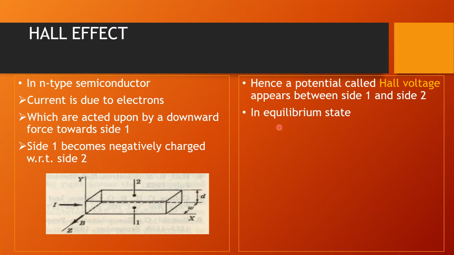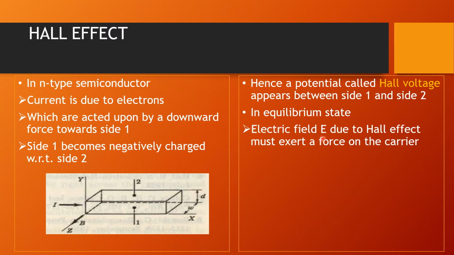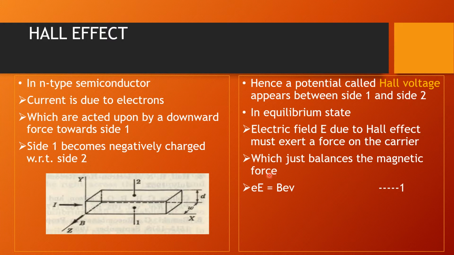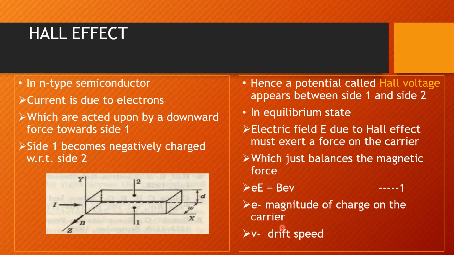In equilibrium state, the electric field E due to the Hall effect must exert a force on the carrier which just balances the magnetic force. Hence, eE is equal to BeV, equation 1. e is the magnitude of the charge on the carrier and V is the drift speed.